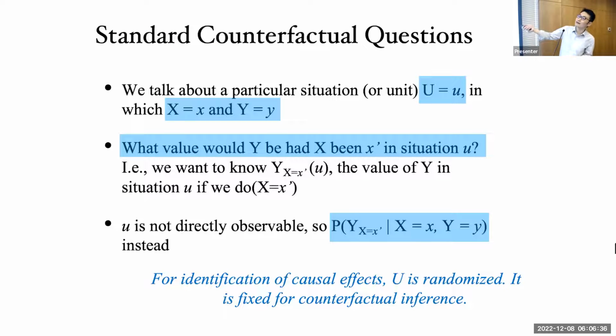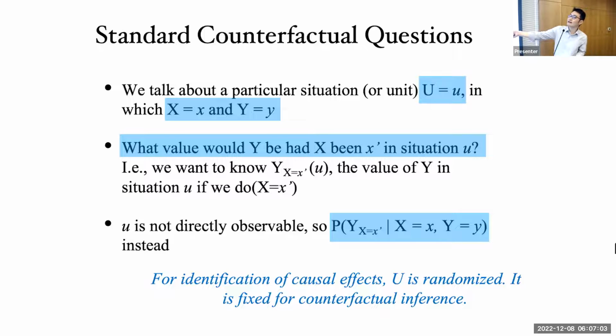We talk about the particular situation or unit. U is unit, like me, in which we have observed the values of some measured variables, and then you want to see what value Y would be had X been X prime in situation U. So you do an intervention, you want to see the effect, the value of Y, given some observations or information about this particular subject.